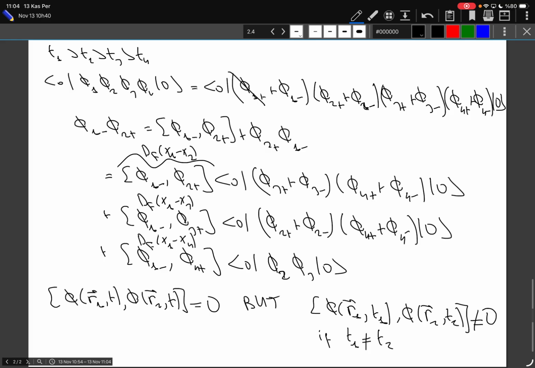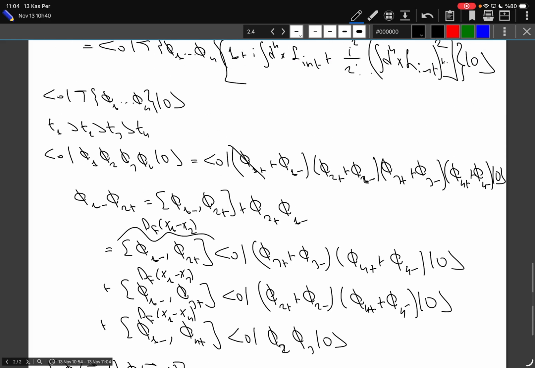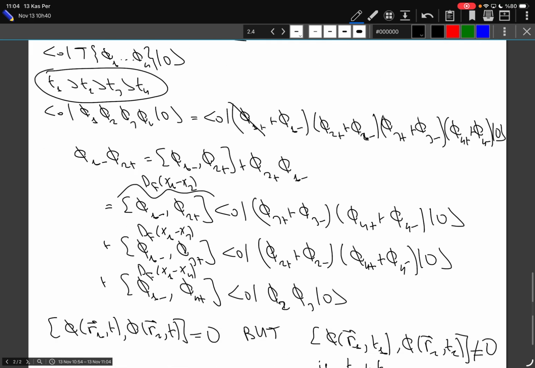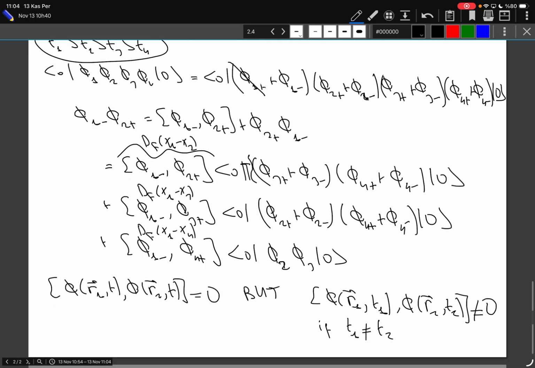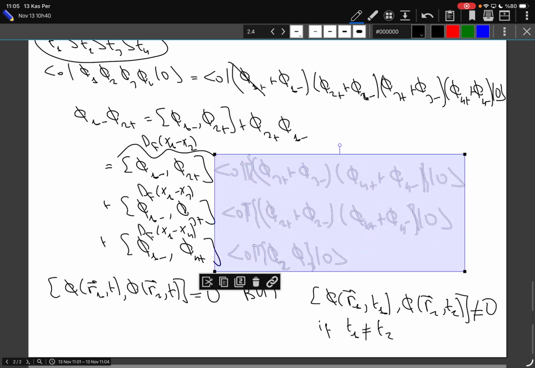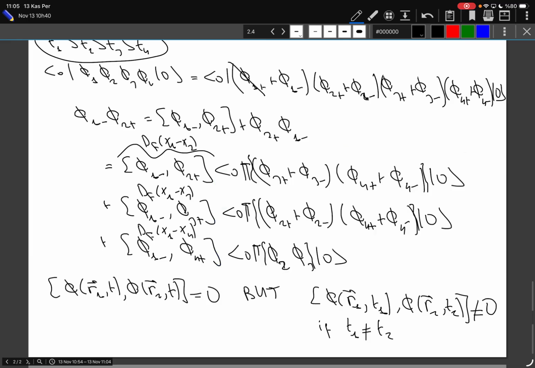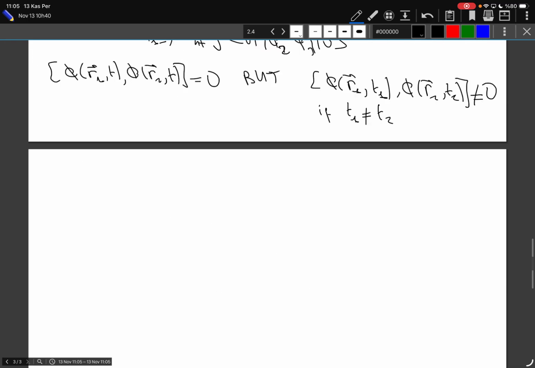What remains here, remember, this is our ordering. So these are already time ordered. All of these are also Feynman propagators. So this is what I want to calculate. Let me generalize it to arbitrary time.